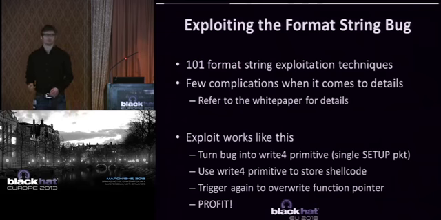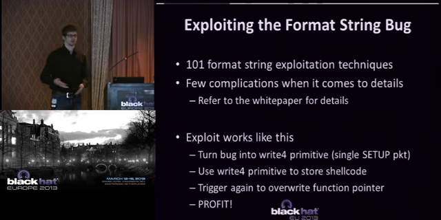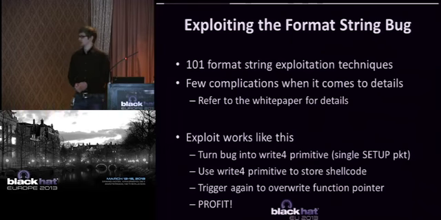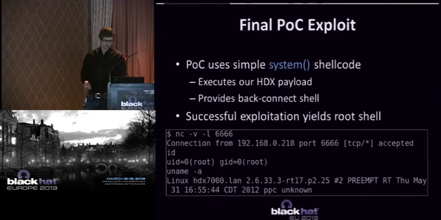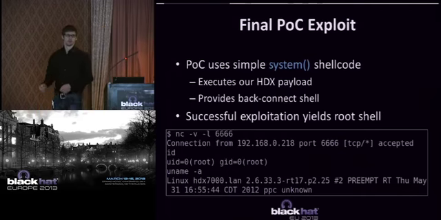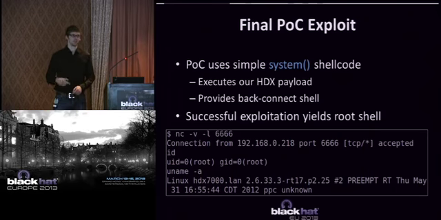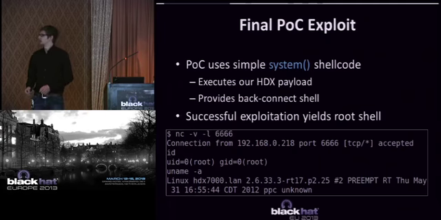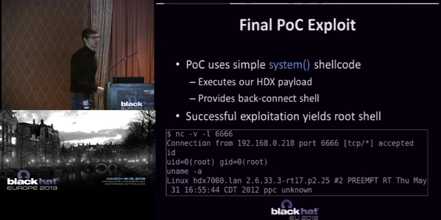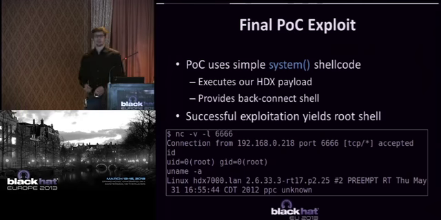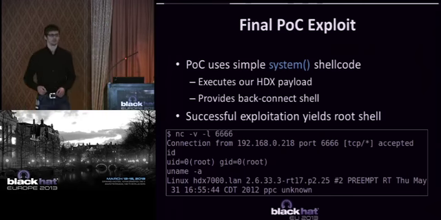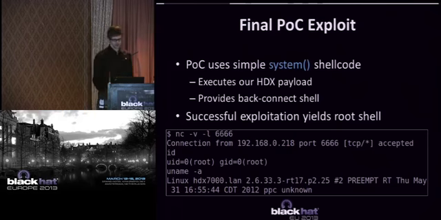So we use that in order to basically store our whole shellcode in memory at a fixed address, because there's nothing like ASLR. Then we override a function pointer and basically let it jump into our shellcode. And in order to exploit this one, we actually used a pretty simple system shellcode, where we write a shell command in memory and then execute this shell command. And that one just gives us a back-connect shell. And as I said, the AVC process, which we are exploiting here, is running as root, so we get a remote root shell on the device.